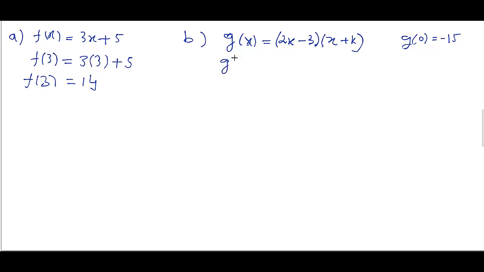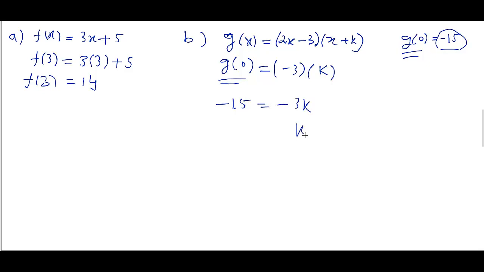So g of 0 will become, when we put 0 here, 0 minus 3, that is minus 3. And when we put 0 here, 0 plus k is k. And we know that g of 0 is minus 15. So we put minus 15 here, and it is minus 3k. So the value of k: the minuses cancel, and 15 divided by 3 is 5. Therefore, the value of k is 5.